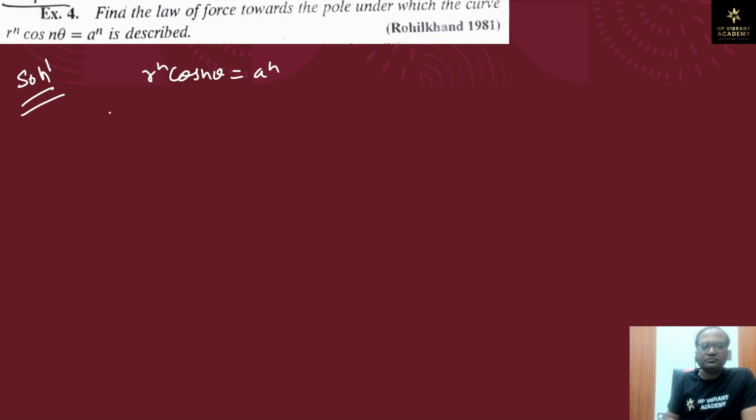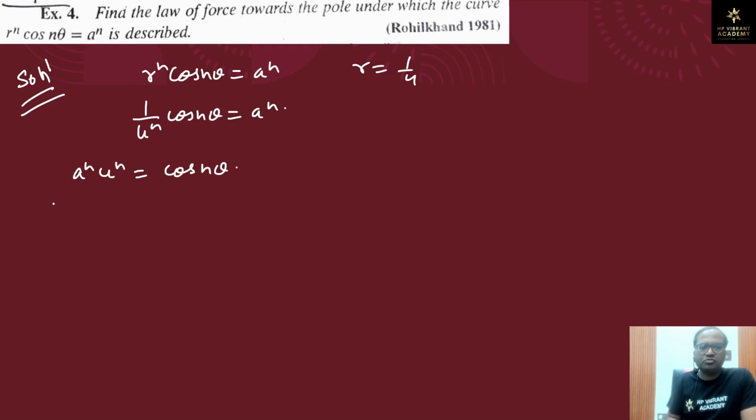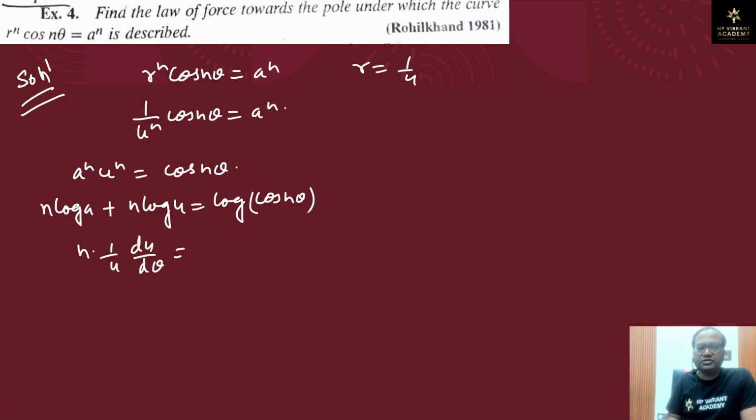So we have r is equal to 1 upon u. So we have 1 upon u to the power n cos of n theta is equal to a to the power n. So we have a to the power n u to the power n is equal to cos of n theta. So let us take log both sides. So we have n log a plus n log of u is equal to log of cos of n theta. Okay, so let us differentiate this with respect to theta. This gets vanished because it is a constant. Okay, so we have n into 1 upon u du upon d theta is equal to 1 upon cos of n theta into n times minus sin n theta.